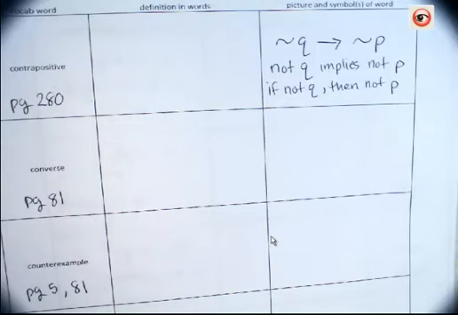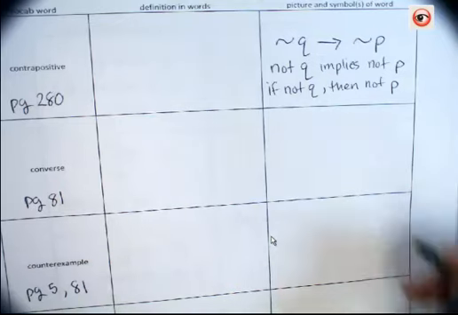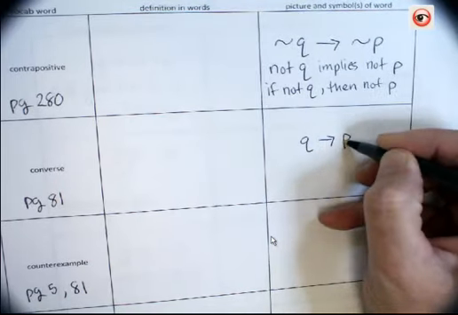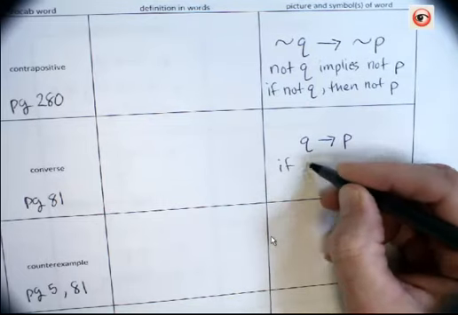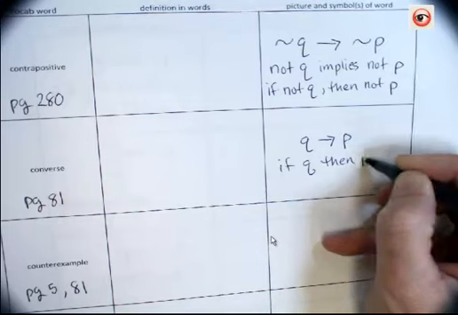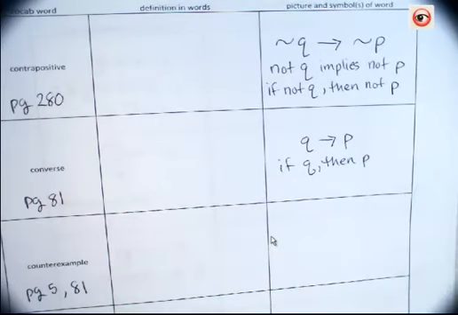Okay, a converse, you take a regular conditional sentence and you flip-flop it. So a conditional was if P then Q. The converse is if Q then P. So it's read if Q, then P. I just switched my letters around.